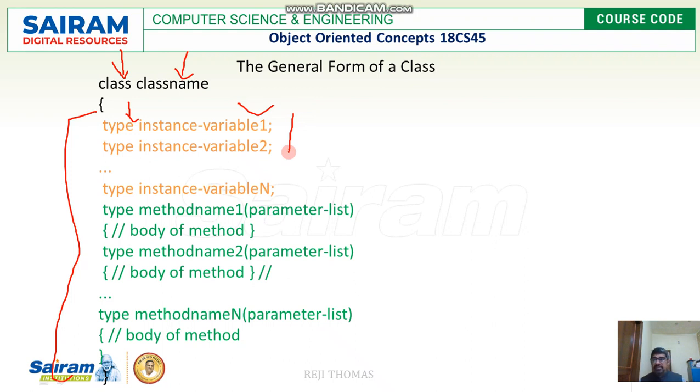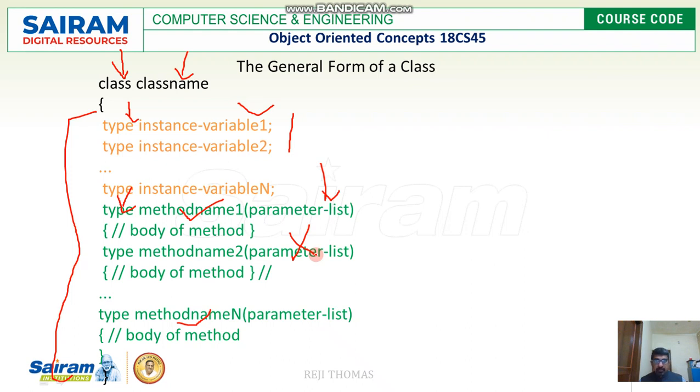Once you have done with the instance variables, you can have any number of methods. Look at this. So you can have method 1 to method n, and you have to give what kind of value this is going to return. So you can give it as type. The type can be any of the primitive data types, and you can give the parameters. If your function or your method does not take any parameters, you can leave it as empty brackets. So this is the general form of a class.